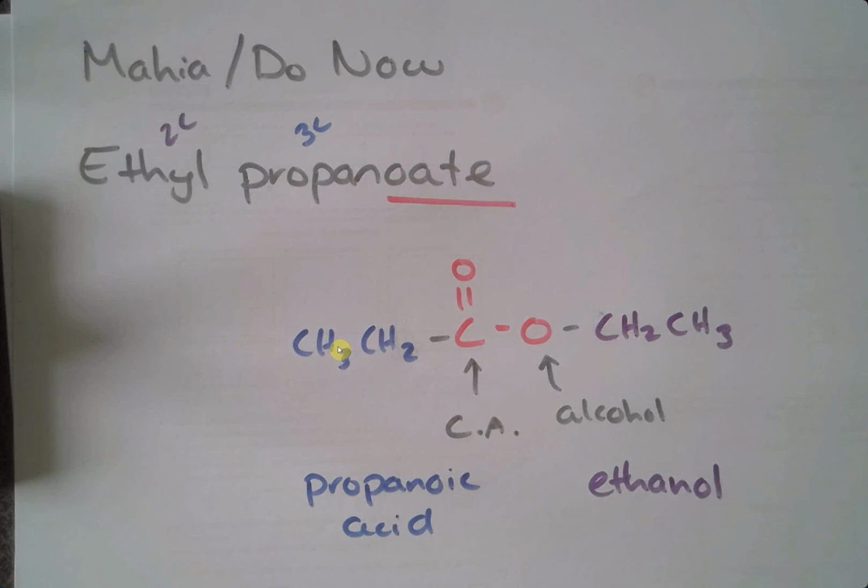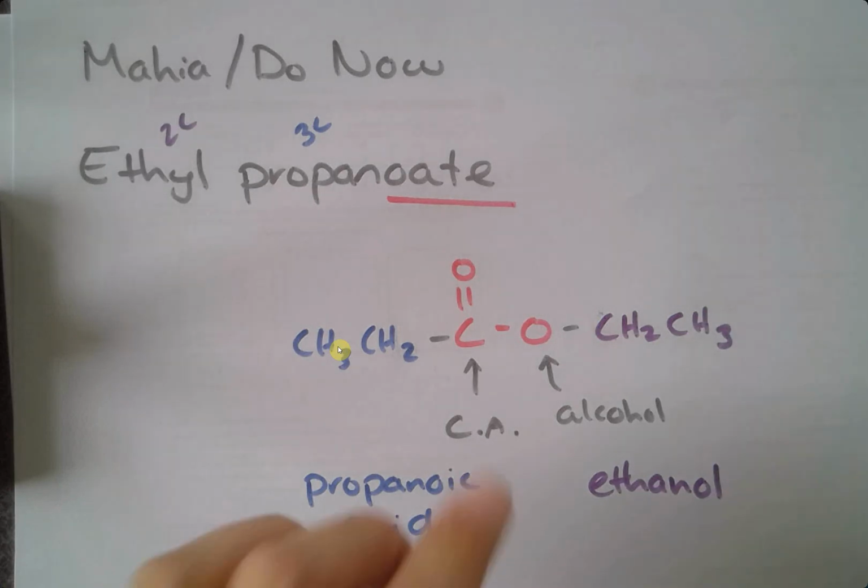Cool. So the reason why I wanted to talk about esters as our do now is not only because you guys have done a lesson on esters, and that was the last material we covered, but also today we're going to be talking about polymers, and one of the polymers we're going to be talking about is the polyesters. So polyesters is just a repeated ester unit.